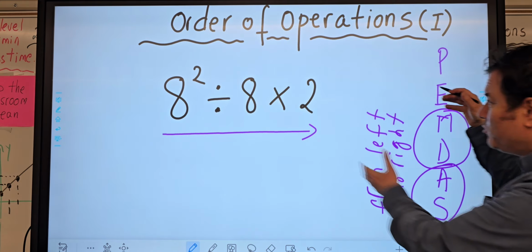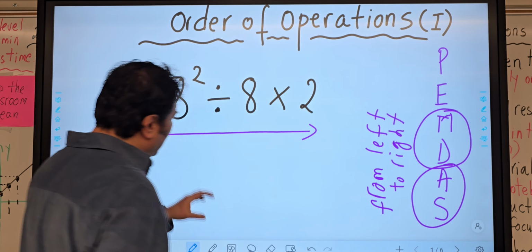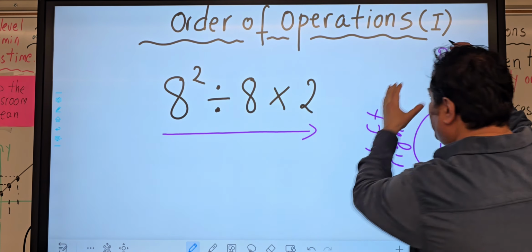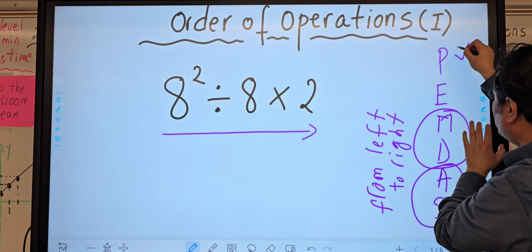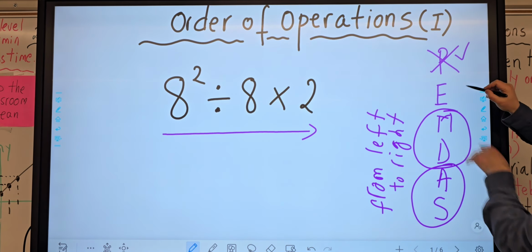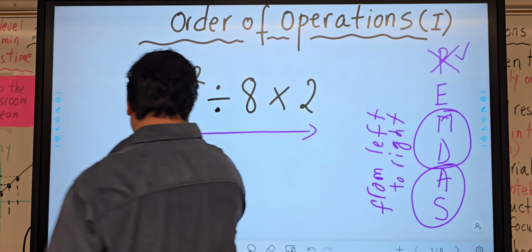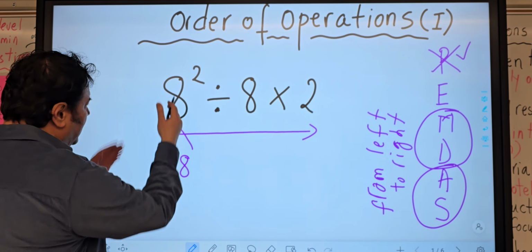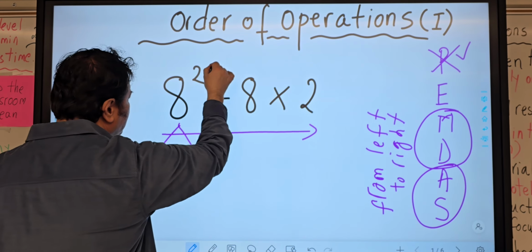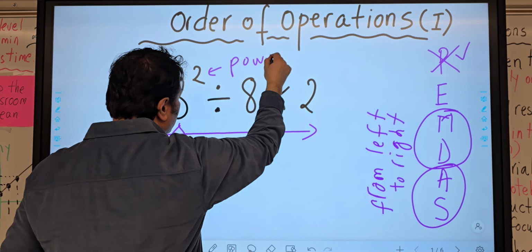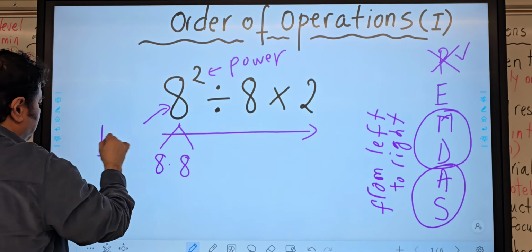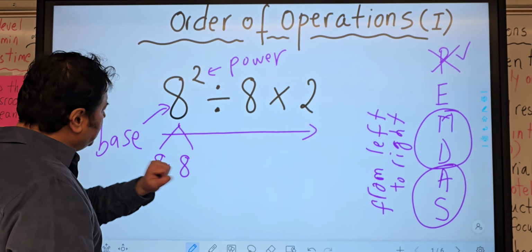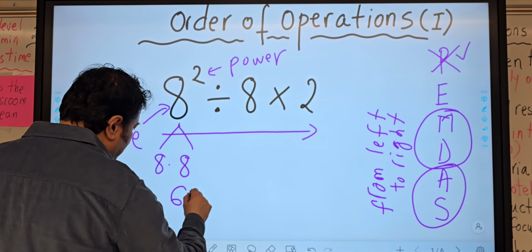Okay, so if we go from left to right, obviously we need to do first the division. But before the division, we don't have any parentheses, right? We don't have parentheses in this case, but we have exponents. So let's solve the exponents first. 8 squared means, like we talked before, 8 times 8. 8 squared: this is the power, and 8 is the base. Please remember that. So we are going to multiply the base twice. 8 times 8 gives us 64.